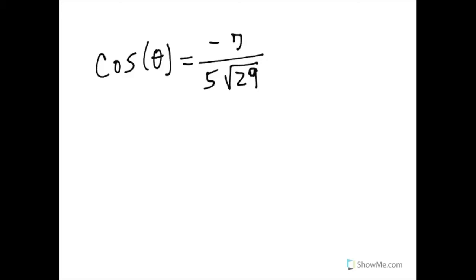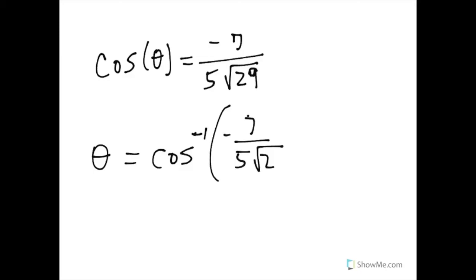Now, some people would say you've got to rationalize your denominator. Honestly, I don't really care. We're going to end up taking inverse cosine here anyways, and so it doesn't really matter what you type in your calculator. Your calculator doesn't care if you have a square root on the bottom. So theta is the inverse cosine of negative 7 over 5 times the square root of 29.